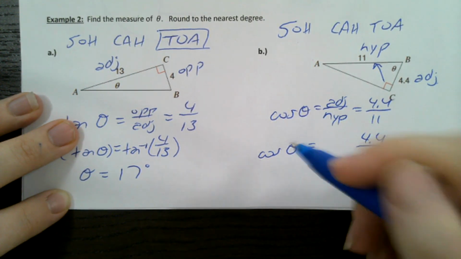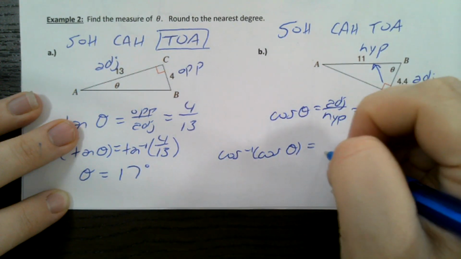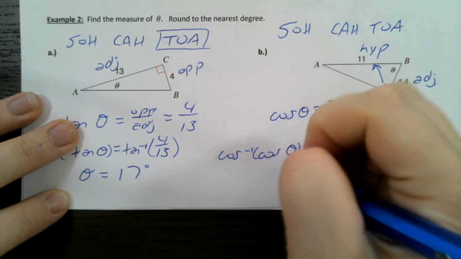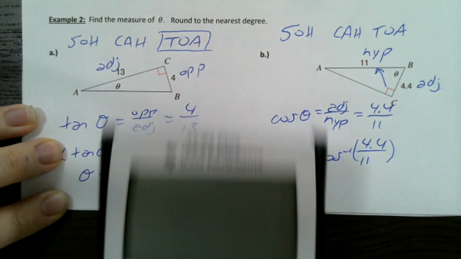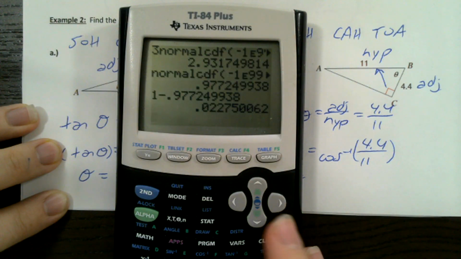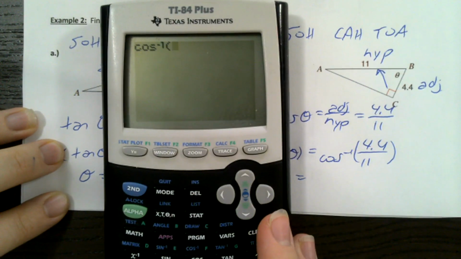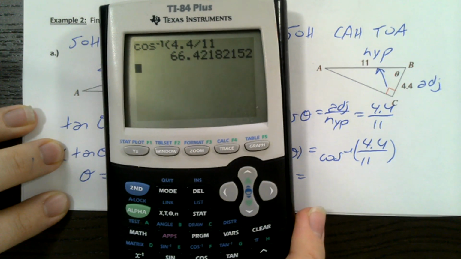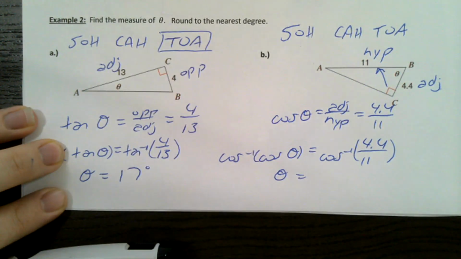I want to find the measure of my theta, so I'm going to take the inverse cosine of both sides. When I take the inverse cosine of cosine theta, I am just left with theta. When I take the inverse cosine of 4.4 over 11, let's find out what we get. So second cosine, that's going to give me that inverse cosine. 4.4 over 11. It's going to give me 66.4218. It tells us to round to the nearest degree. So 66 degrees is what we're going to go with for this one.